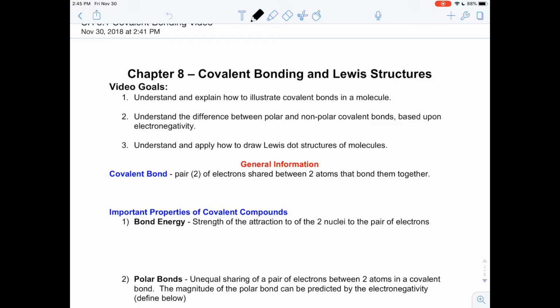Okay, so the goal of this video is trying to understand Lewis structures and covalent bonding. So we're going to be able to see how covalent bonding happens in a molecule, then hopefully understand the difference between a polar and nonpolar covalent bond, and then we're going to look at applying this within a molecule by drawing out Lewis dot structures.